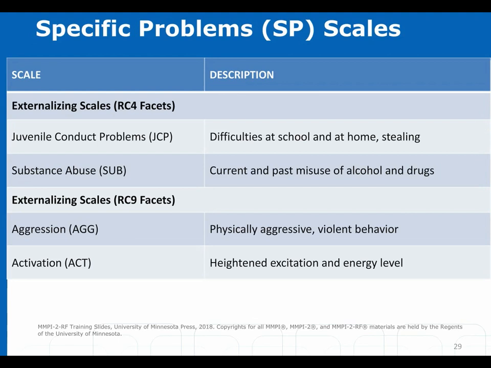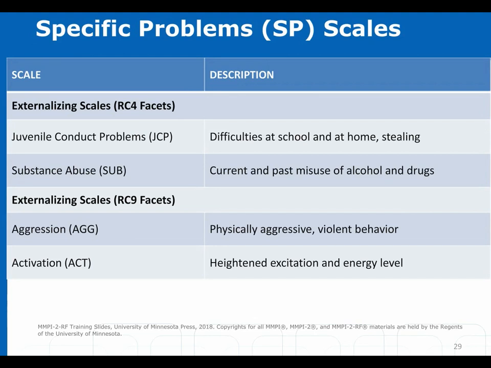Next, we have the substance abuse scale, which assesses current and past misuse of alcohol and drugs. Most of the items on this scale assess alcohol use, but there are items that assess marijuana use and illicit prescription drug use.